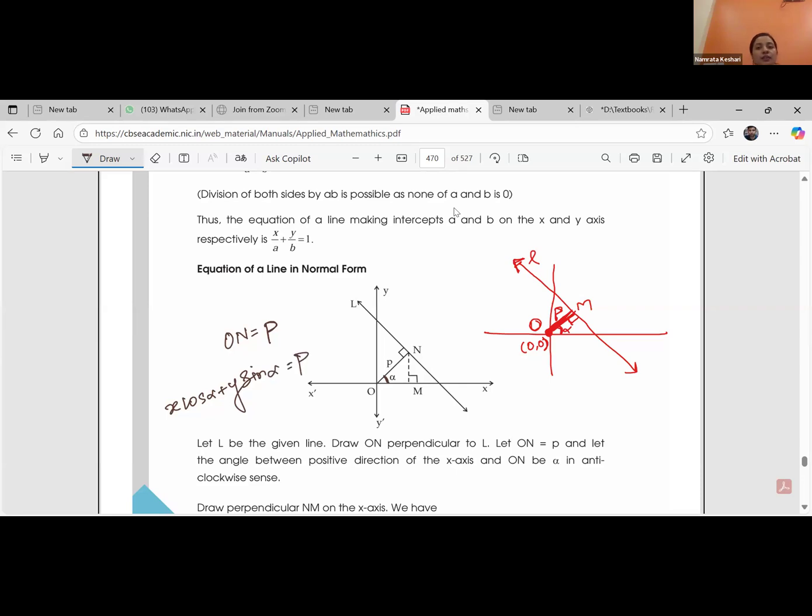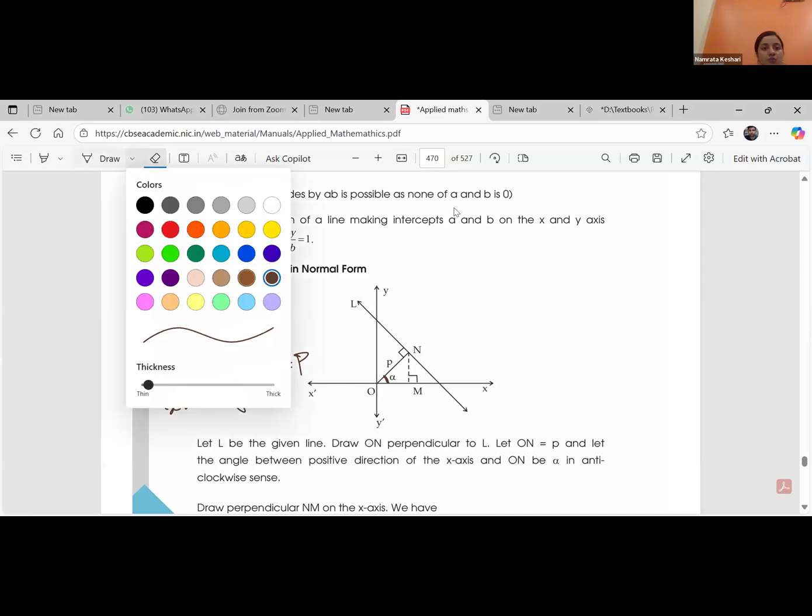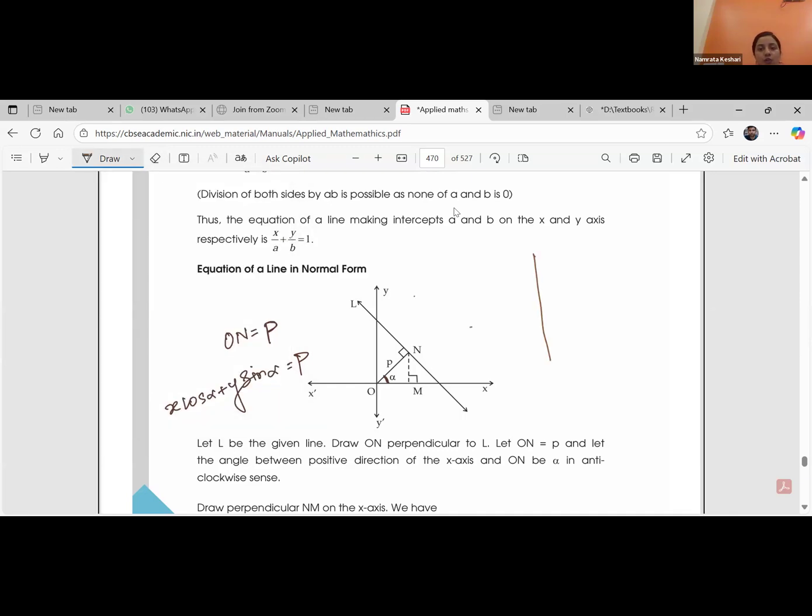If I give you that you have to find the equation of a line, let me give you the situation so that it will make sense to you. Suppose I am giving you that you have to create an equation of a line n, where the perpendicular distance from the origin on this line n is 5, and it is making an angle of 30 degrees with the positive direction of the x-axis. Hence, find the equation of line n.